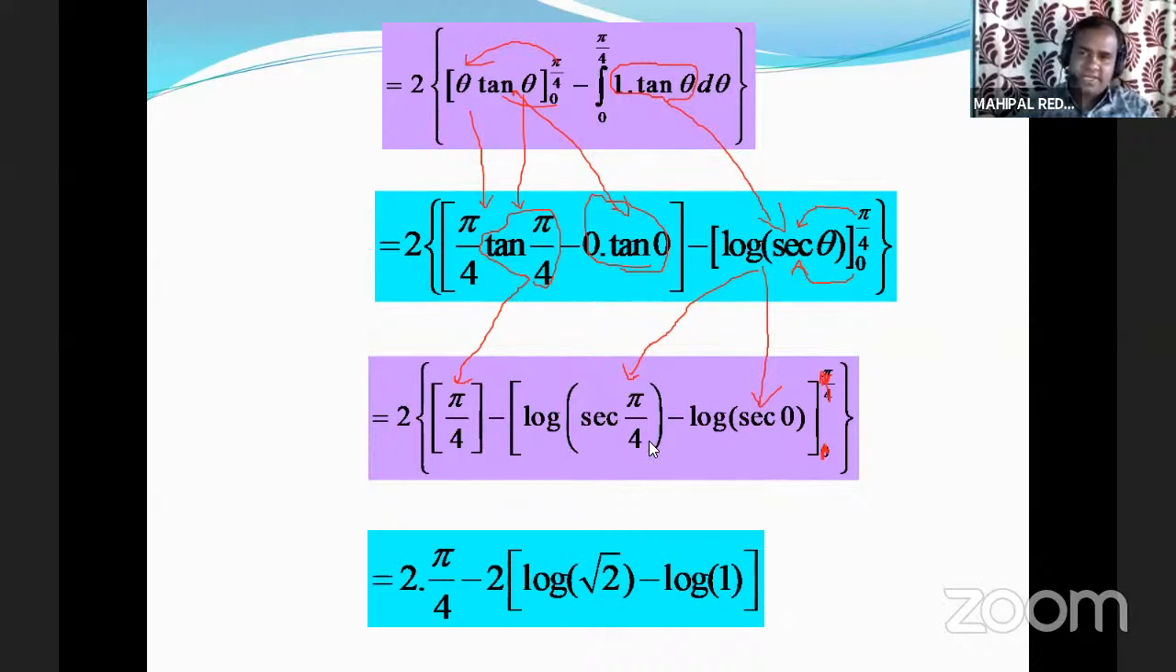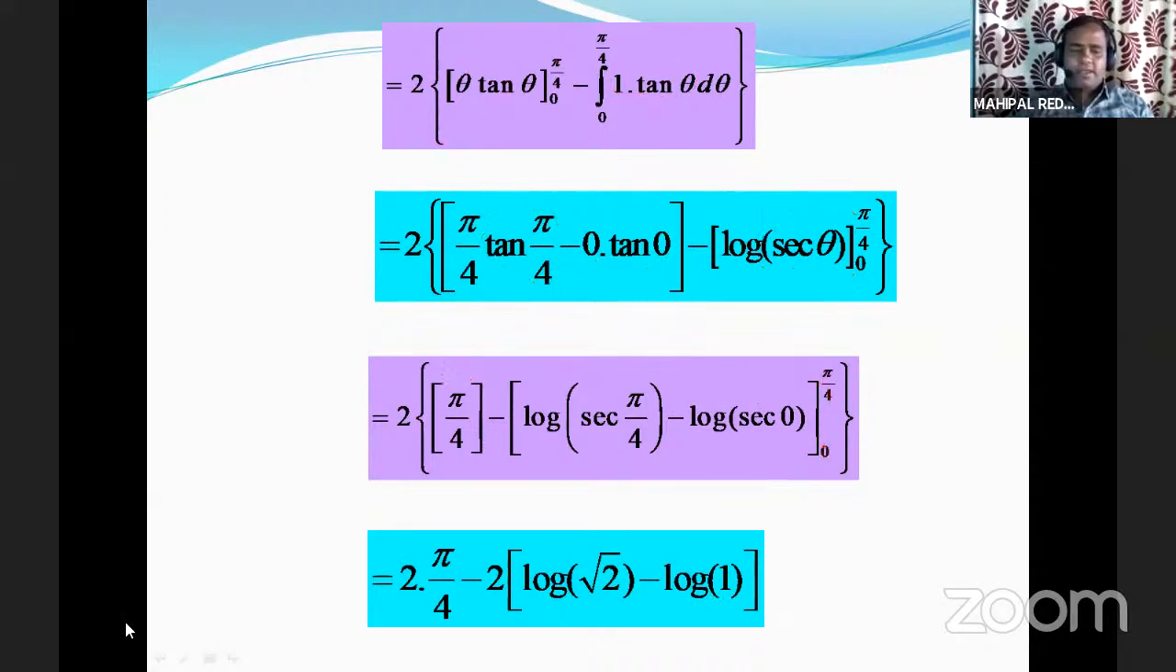Sec 45 degrees. Secant 45 degrees value is root 2. So minus 2 into log of root 2, and log of secant 0 degree. Secant 0 degree value is 1, but log 1 value is 0.